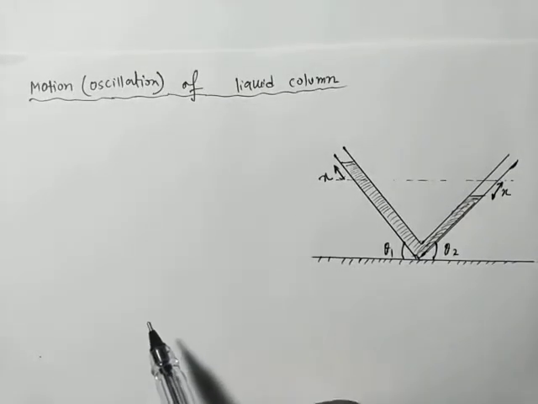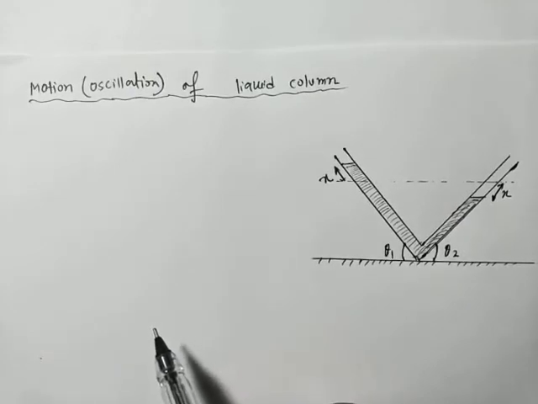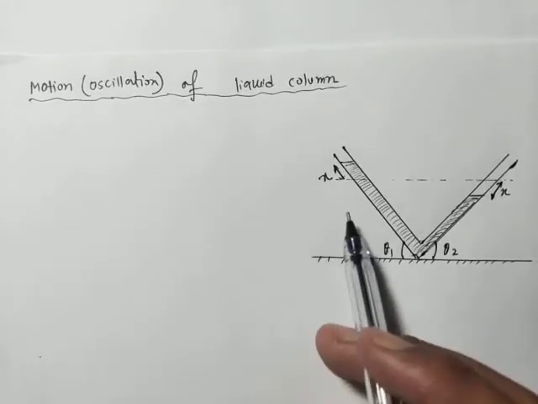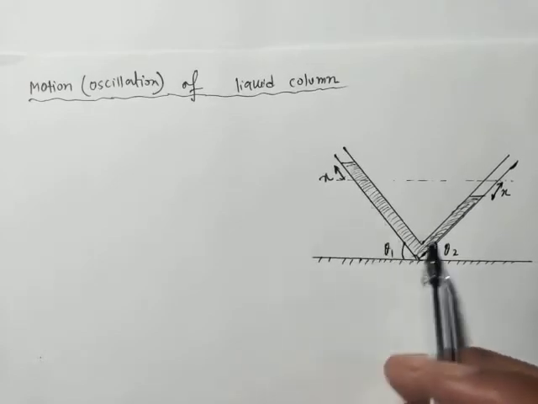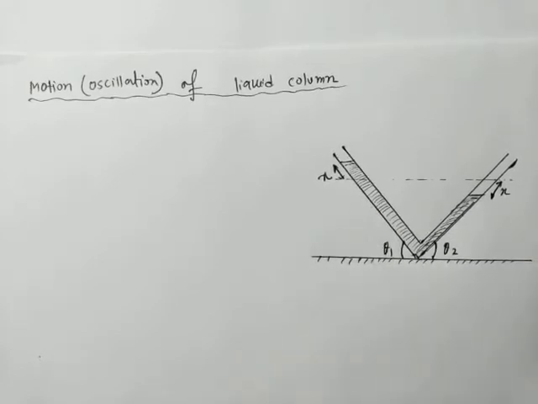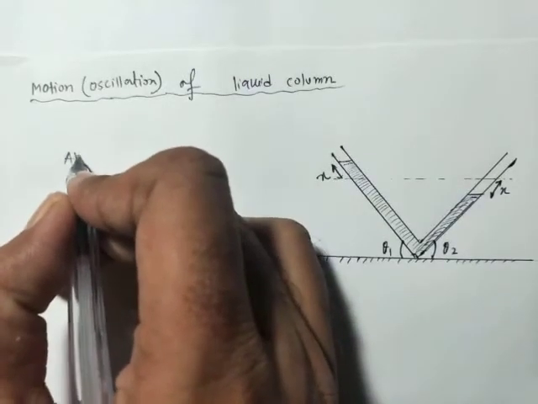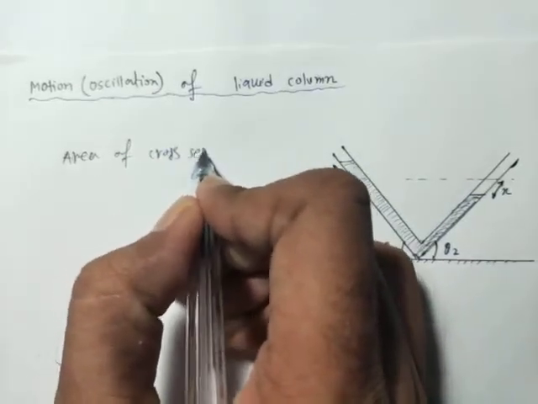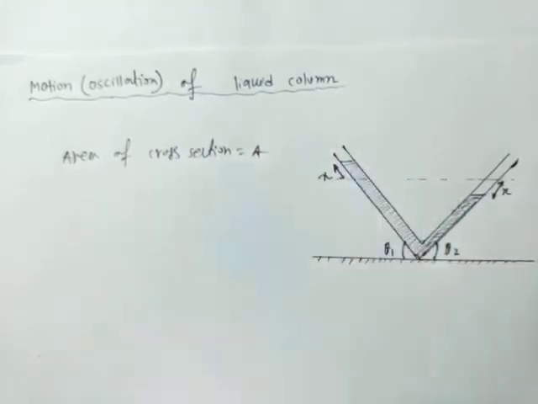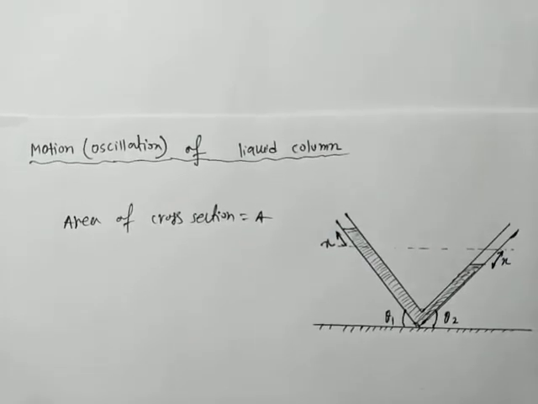Dear students, now let me discuss the motion of a liquid column, or the oscillation of a liquid column. So the motion is actually oscillatory motion. Initially the level of the liquid in this tube was the same, and the area of cross section of the tube is uniform. Let me take the area of cross section as A.